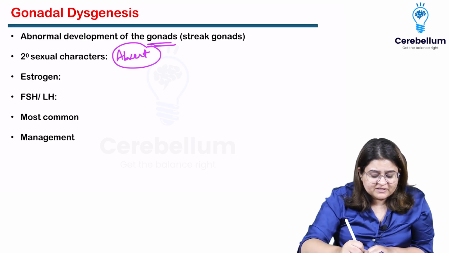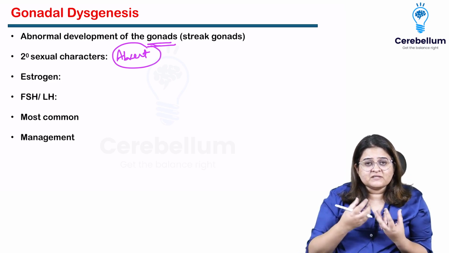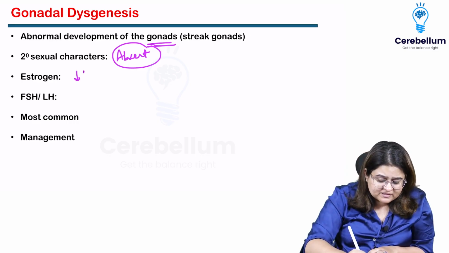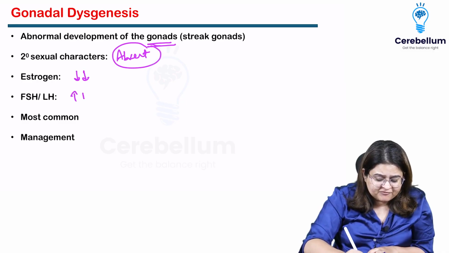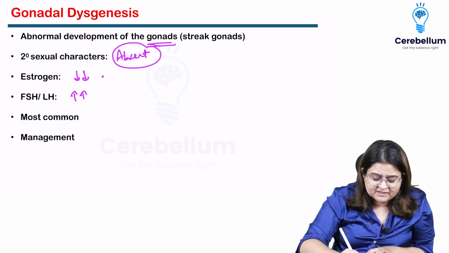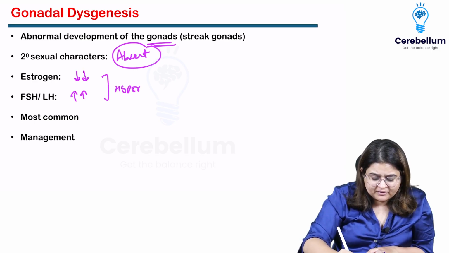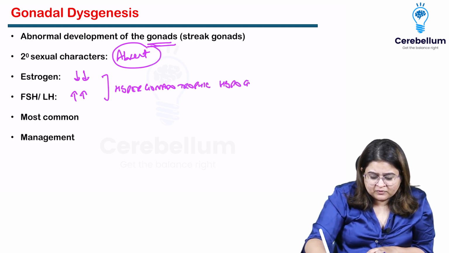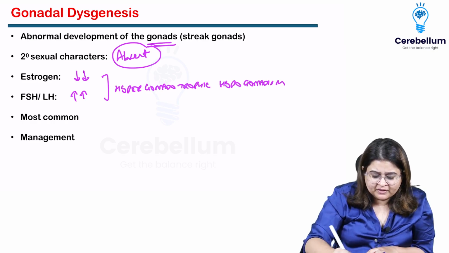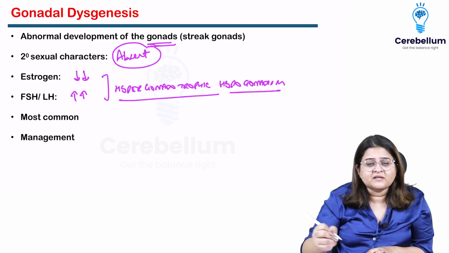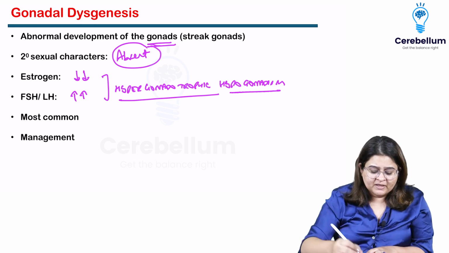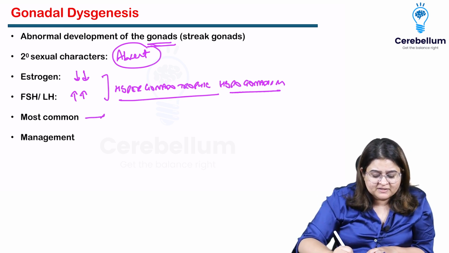Estrogen levels, FSH, LH levels. So if the ovary is problematic, what's going to happen to estrogen? It's going to be less, and as a result, the FSH and LH are going to be high. This scenario is called hypergonadotrophic hypogonadism. Gonadotrophs are the FSH and LH. So, hypergonadotrophic hypogonadism.